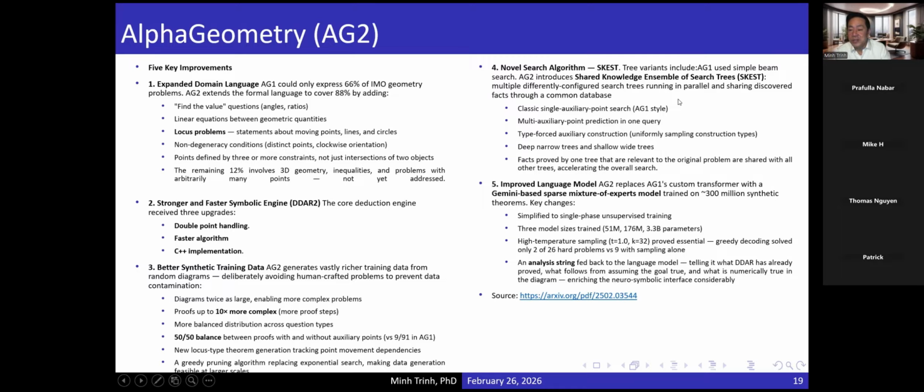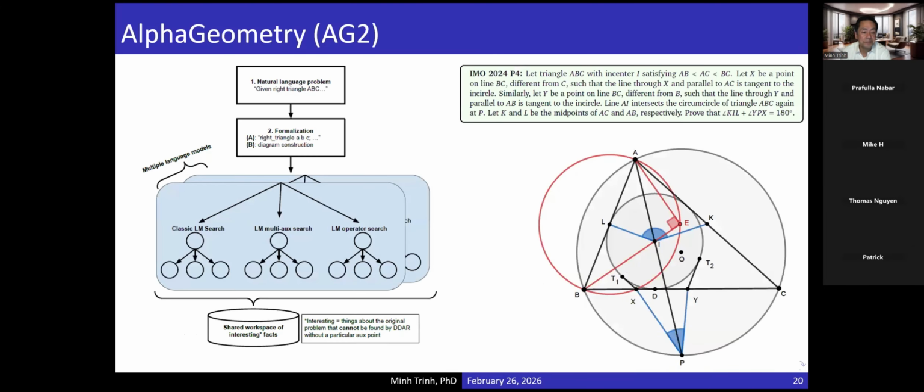AG2 uses parallel trees. They will do things in parallel, with different trees exploring different solutions. It's like different mathematicians working on the problem at the same time, but these mathematicians share their results, the intermediate steps. The trees share the results. So AG2 is much more powerful. This is the idea of different trees working in parallel with a shared workspace, right? This is the kind of thing that they can prove, and you can see all these red and blue are probably intermediate steps that you have to introduce to prove the results.